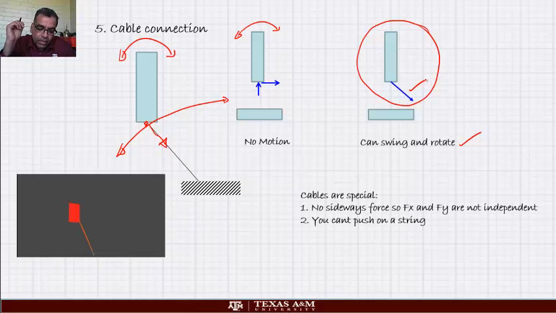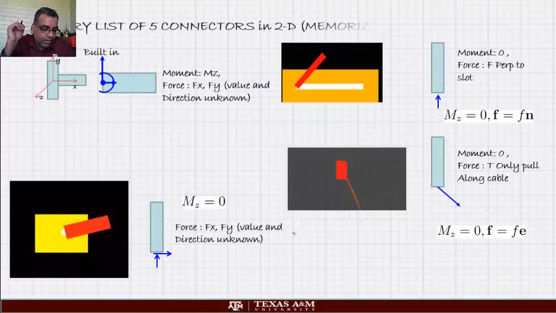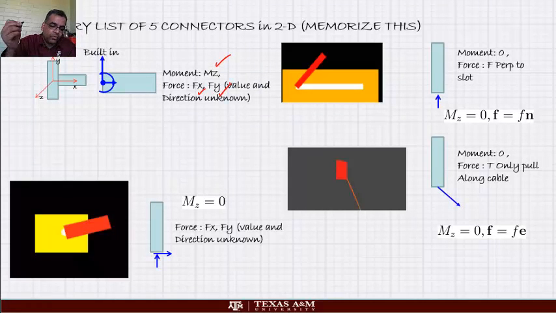Okay, so in a cable, cables are special because there is no sideways force. So Fx and Fy are related to each other because the net force has to be along the cable, and this has to be always pulling. It can never push, because it can never push on a string. So these things have to be remembered for cables. So finally, we have all our kinds of joints. So built-in joint, you have moment, you have X force, you have Y force. Value and direction are unknown.